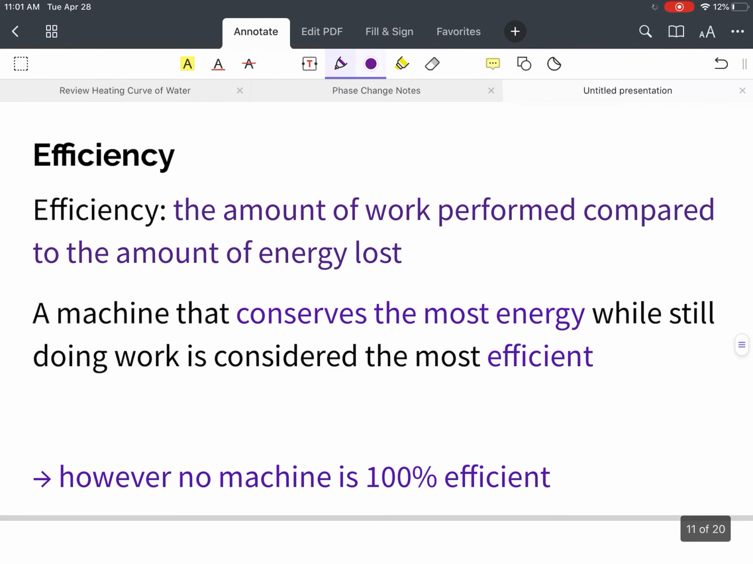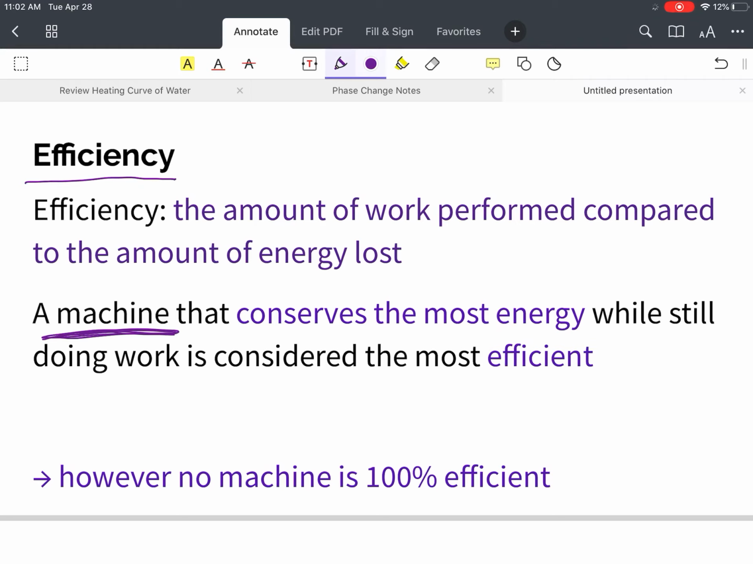One other term we need to know is efficiency. You've probably heard this term before. How can you be more efficient at doing something? Efficiency is how much work you're doing compared to how much energy is lost. So if you're doing a whole lot of work and not using a lot of energy, you're being very efficient. That's like when we're talking about machines. We want to have an efficient machine.